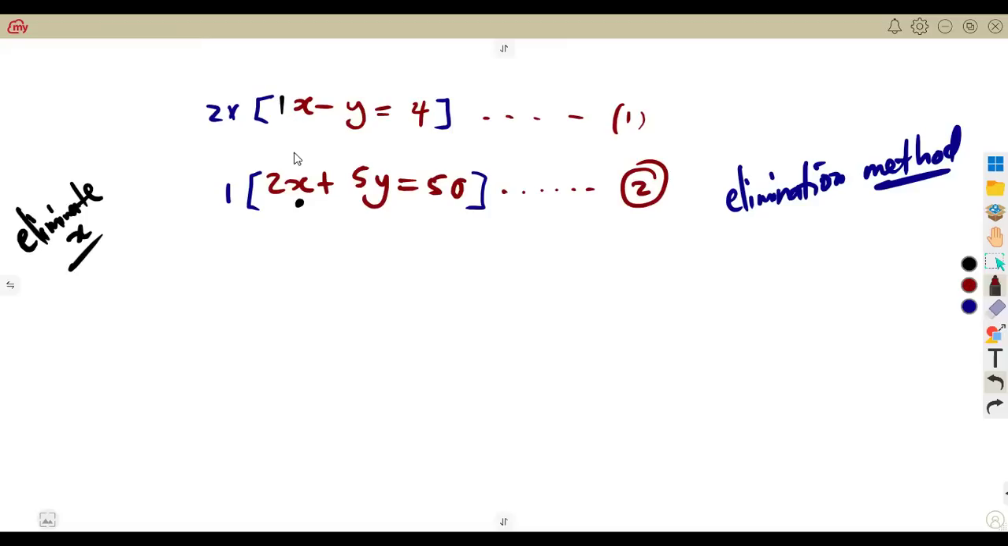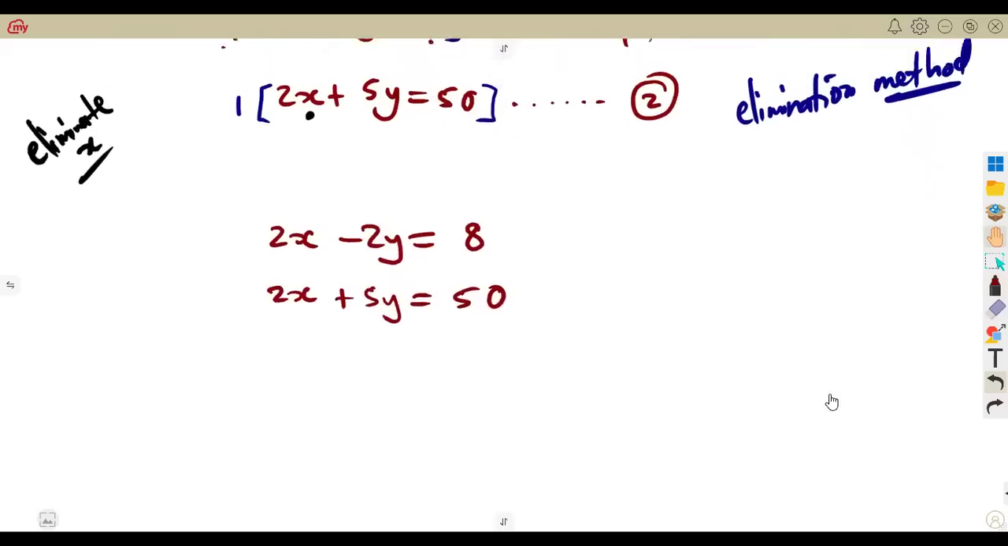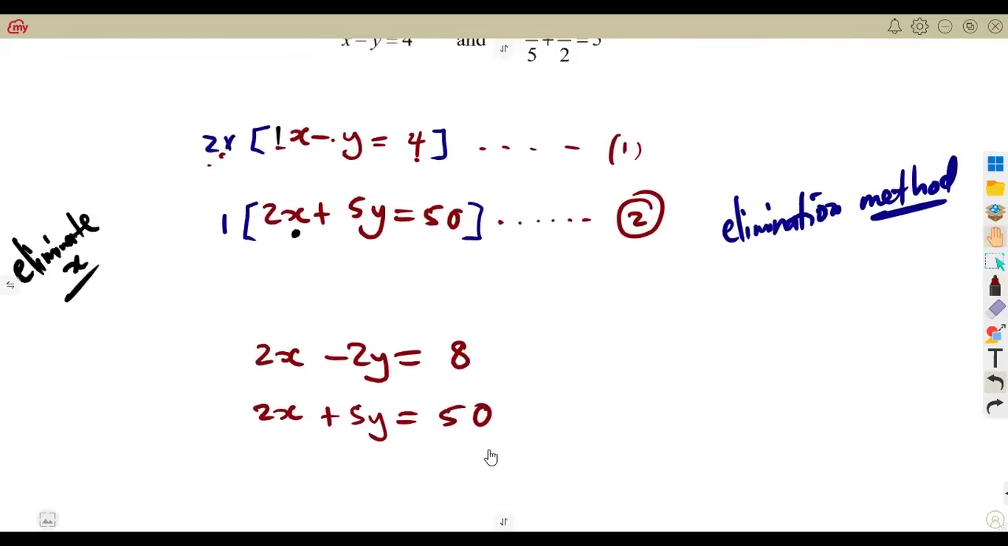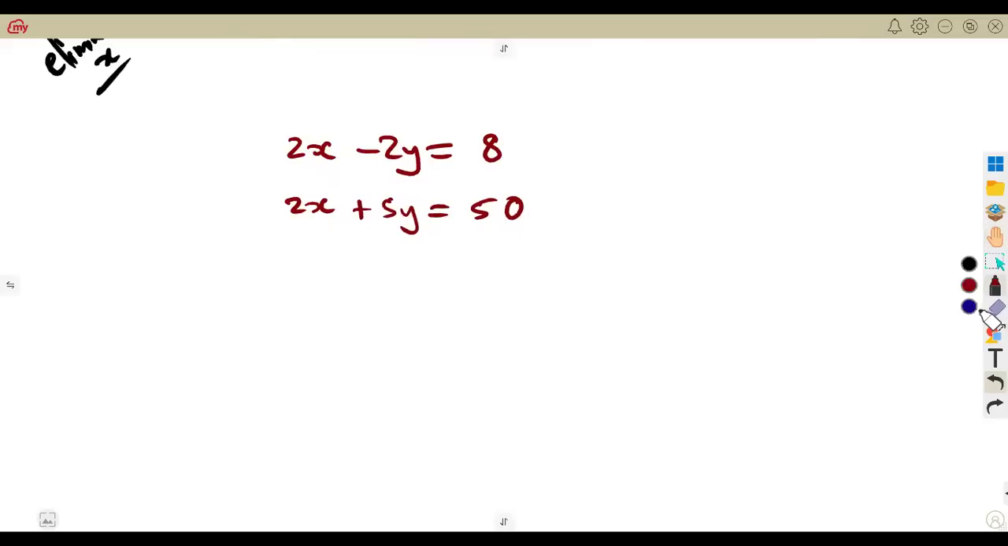Let's multiply 2 times 1. Everything: 2x, 2 times minus y there, minus 2y, is equal to 2 times 4, which is 8, each and every term. By 1 also, this one, each and every term: 1 times 2x, which is 2x, 1 times 5y, which is 5y, is equal to 1 times 50, which is 50. This is what we have. As we have interchanged these numbers, we can see that the part of x is common now, 2x and 2x. We can eliminate this.